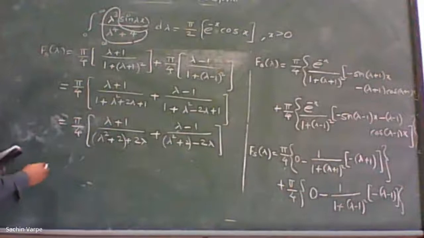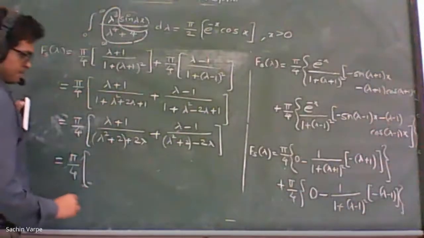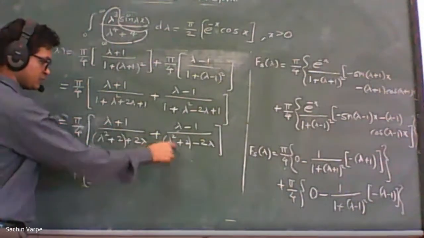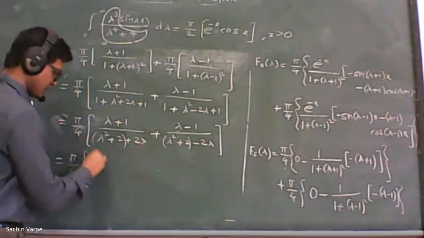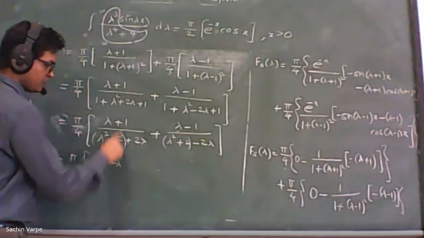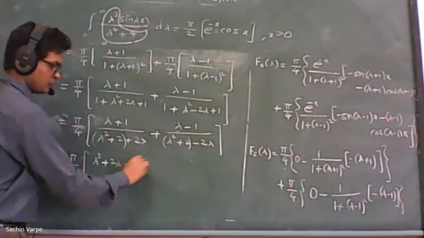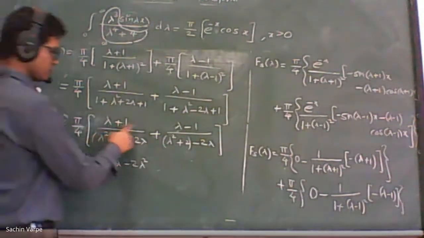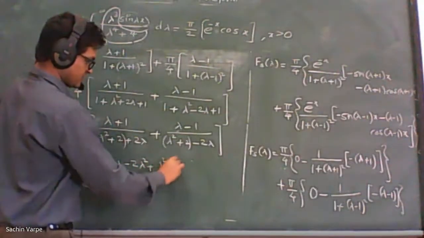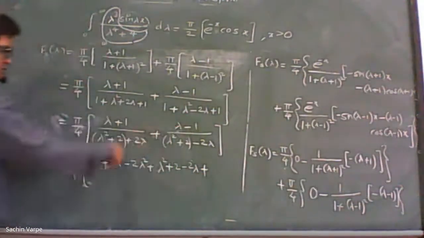So now take the LCM. So pi by 4 times this into this. That is lambda into lambda square plus 2, so lambda cube, lambda into 2 will be plus 2 lambda, plus 1. Lambda into this also, minus 2 lambda square. And now plus 1 into the whole, that is plus lambda square plus 2 minus 2 lambda, plus now the multiplication of these two.